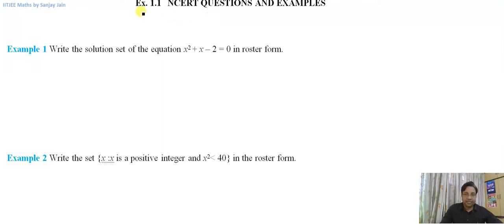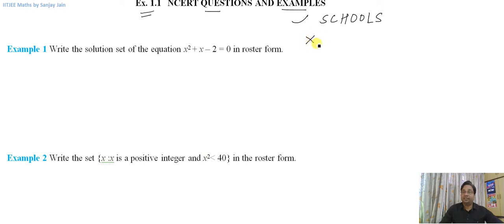Okay, now let us start the first exercise. I'll solve all the examples as well as the questions. Before that, let me tell you one more point about sets. If you are supposed to write, let us say, a set of letters used in the word schools, you need to write a set of letters used in the word schools.